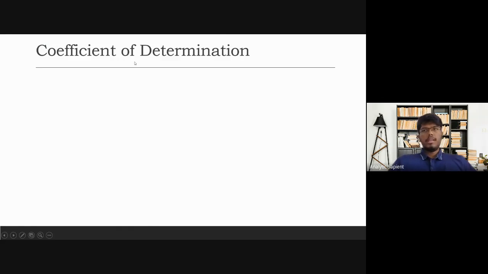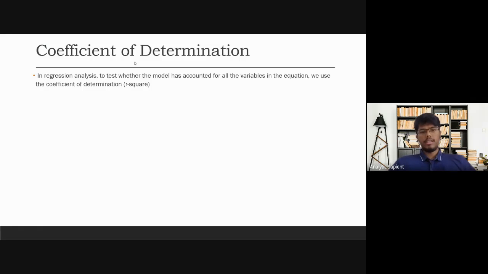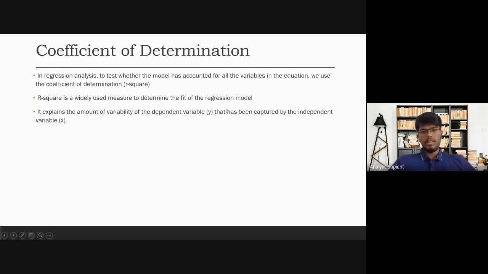This is basically the R square, and this is the one unit which will tell you how good a regression line is. To test whether the model has accounted for all the variables, we use the coefficient of determination. It's a widely used measure to determine the fit of the regression model, and it explains the amount of variability of the dependent variable that has been captured by the independent variable, as I told previously.